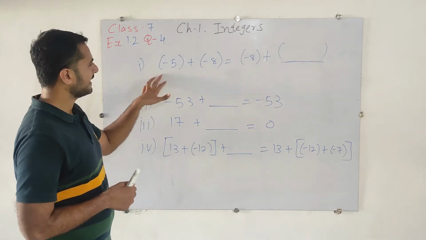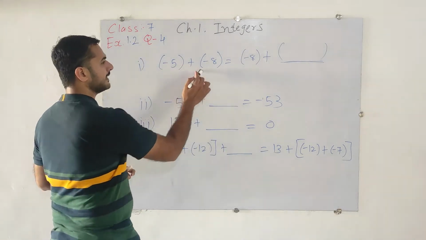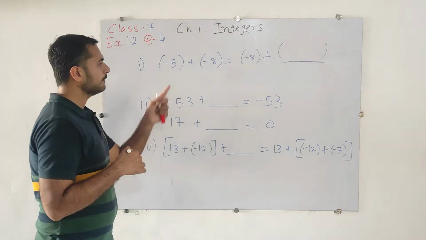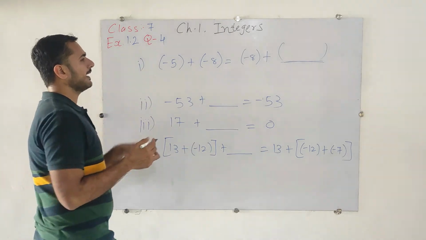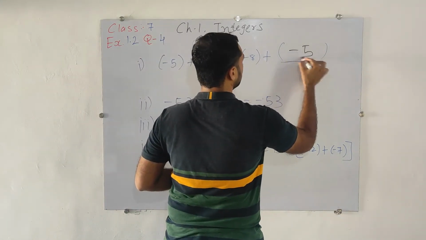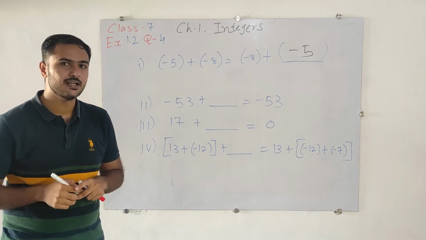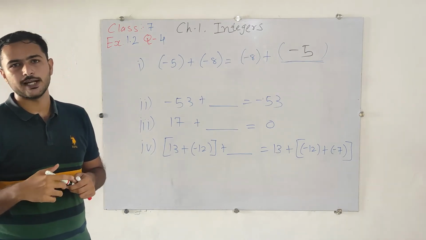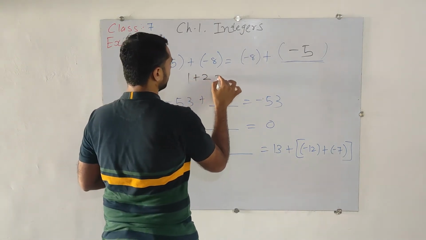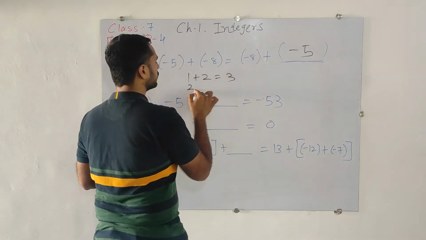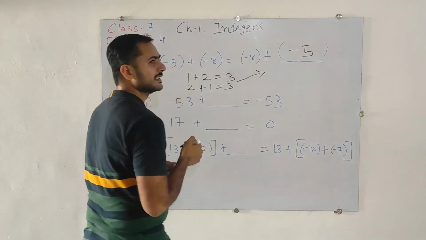The first one, minus 5 plus minus 8 is equal to minus 8 plus something. Now see here, minus 8 is here, minus 8 is also here, and the plus sign, the operation, is also the same. So if I write down minus 5 over there, the answer will be correct. Which property did we use here? That is commutative. In the commutative property, if I have two numbers like 1 and 2, 1 plus 2 is 3, and 2 plus 1 is also 3. So by that property we can say this.